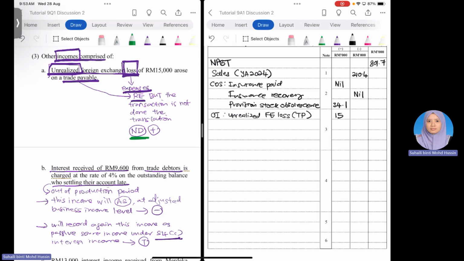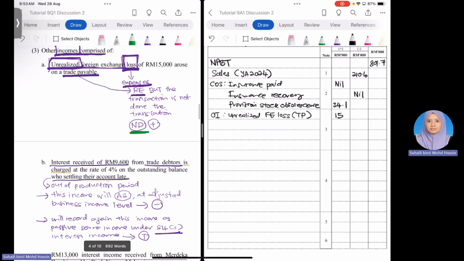So number 3A. Even though you record it under the income, you know that this item is actually an expense. So when you prepare the tax computation for the company, you have to know whether the item is income or expense. Sometimes it's income but they record it as expense, sometimes it's expense but they record it under income. So you have to know the transaction. Now we go to 3B.